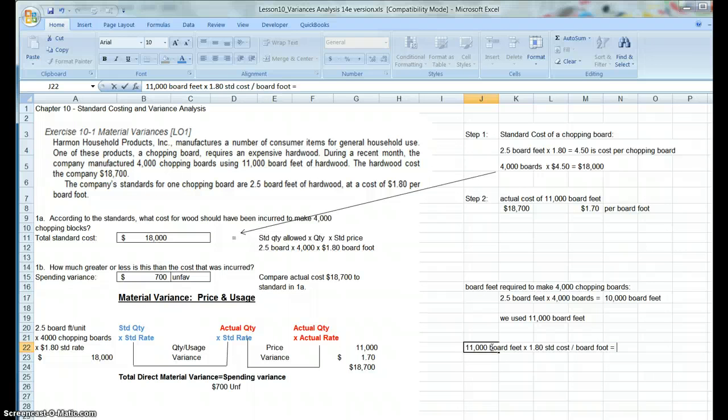that would tell us how much we should have paid for those 11,000 board feet. $19,800. Hit the wrong key, apologize.